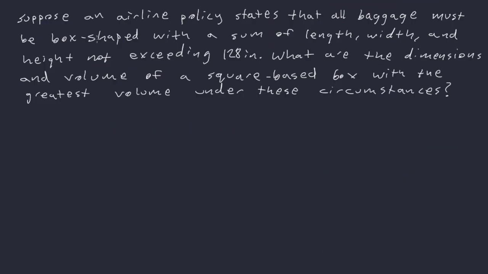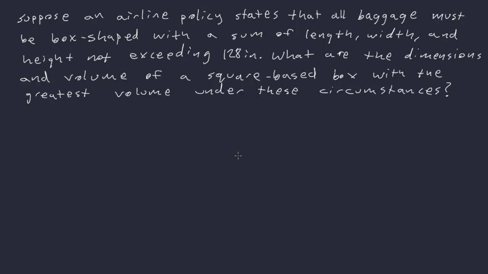All right, so let's suppose an airline policy states that all baggage must be box-shaped with a sum of length, width, and height not exceeding 128 inches. What are the dimensions and volume of a square-based box, okay, with the greatest volume under these circumstances?